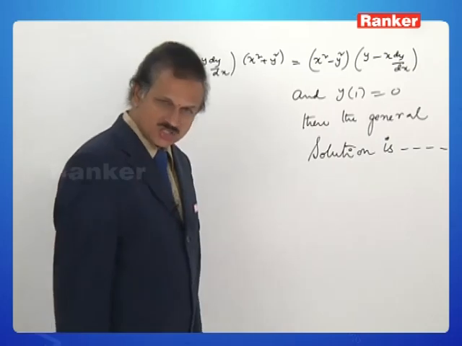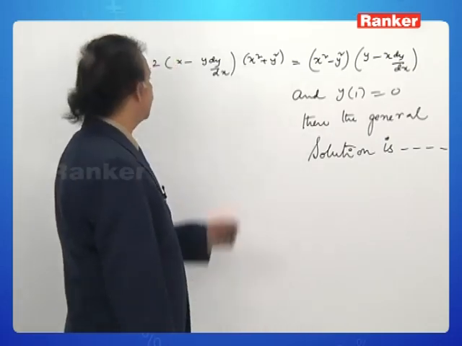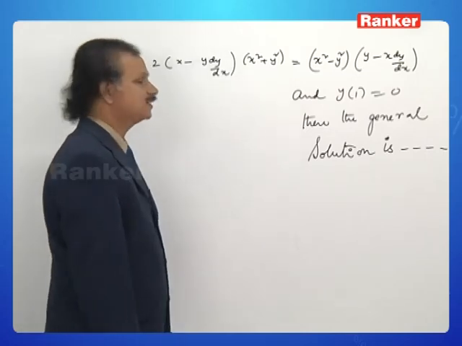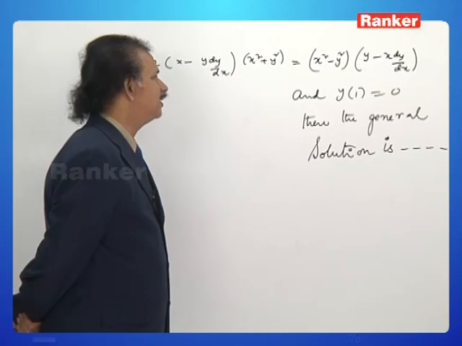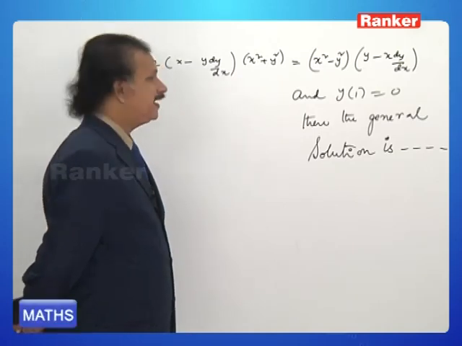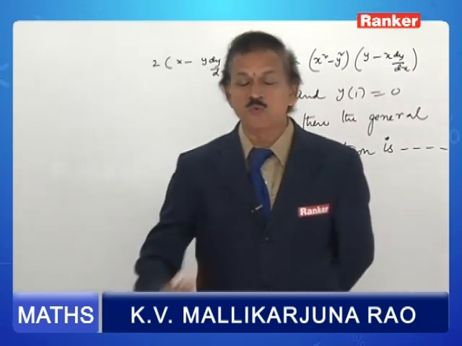First of all, let us see the nature of the question. 2 into (x minus y) dy by dx into (x square plus y square) is equal to (x square minus y square) into (y minus x) dy by dx. It has also been given that y of 1 is 0. What does it mean? y at 1.